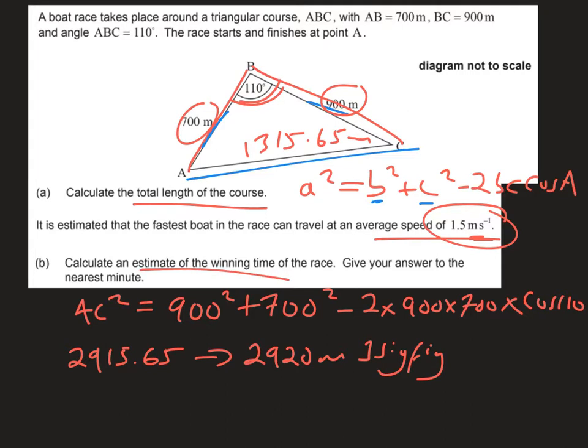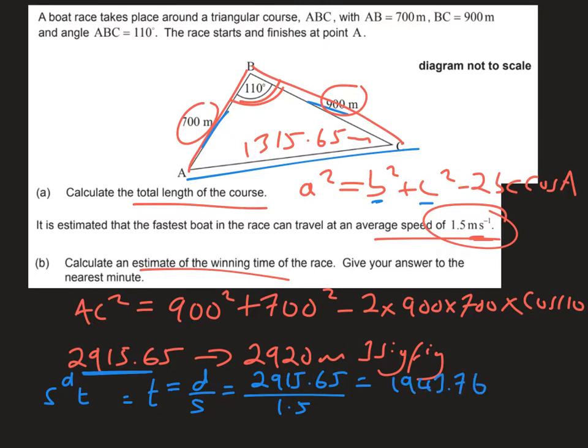So for part B then, we know that speed equals distance over time. So time is going to equal the total distance over the speed. So the distance we've got in meters, we're going to use this value because it's more accurate. So we're going to use 2,915.65 divided by the speed, which is 1.5, which is going to give us an answer of 1,943.76. That, however, if we've got meters and we divide it by meters per second, that's going to give us the time in seconds.